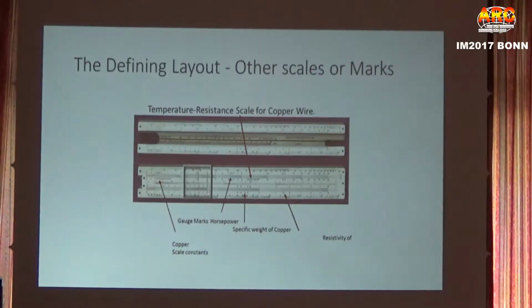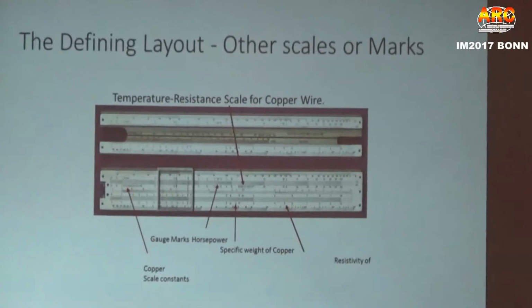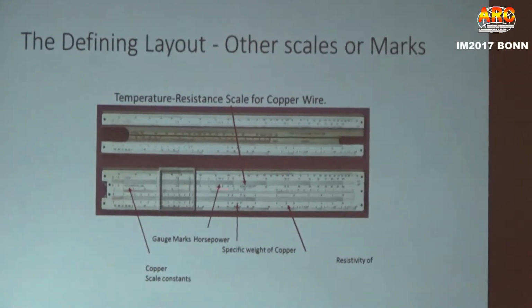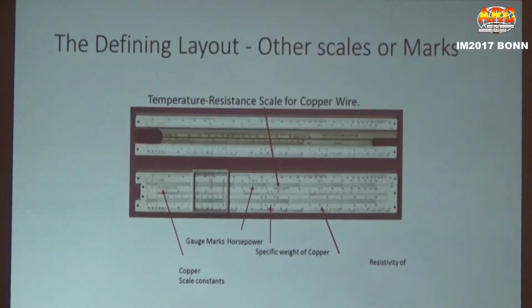Now, also in the defining layout, what are the other scales? There is one here, a temperature scale. I'm not too sure whether you can see that, but it goes up to, on an English system, 167 degrees Fahrenheit. And in the metric system, I think that's 75 degrees centigrade. Now, well and good, that's to actually work out the change of resistance of copper conductor.